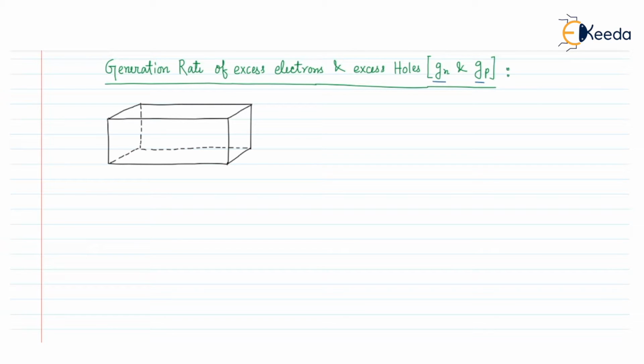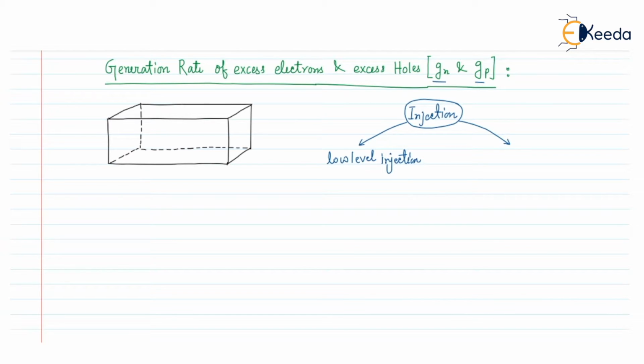So before going to the generation rate of excess electrons and excess holes, let us discuss what injection is. Injection means how much amount of excess carriers has been generated inside the semiconductor. If the excess carrier concentration is smaller than the thermal equilibrium majority carrier concentration, then it is called low level injection.